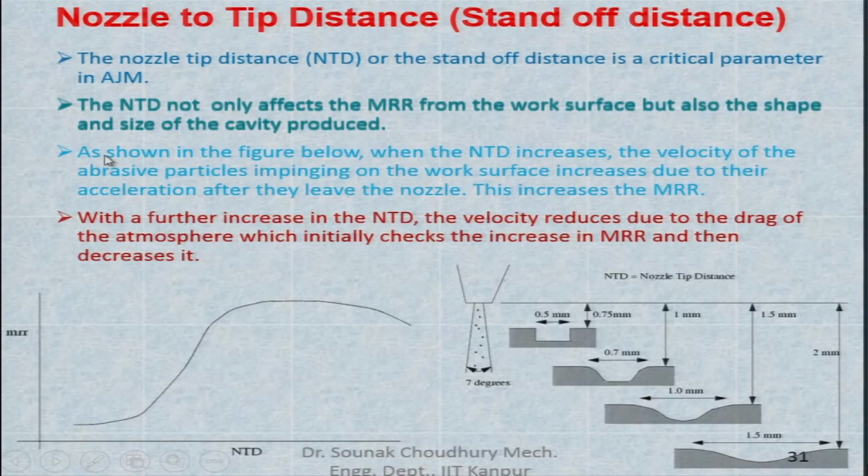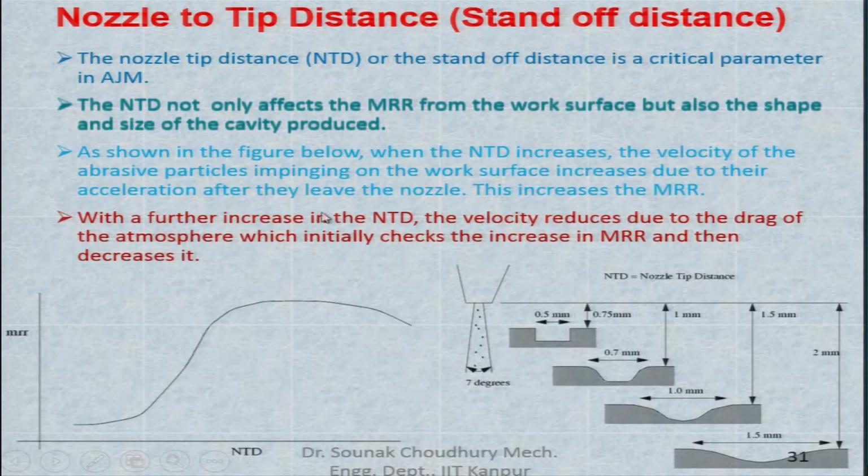Okay. So, once again, when we are increasing the nozzle tip distance, as shown here, the velocity of the abrasive particles on the work surface increases due to their acceleration after they leave the nozzle. So, therefore, the shape that we are getting with an appropriate nozzle tip distance gets deteriorated as the nozzle tip distance increases, all right, and this increases the material removal rate, of course.